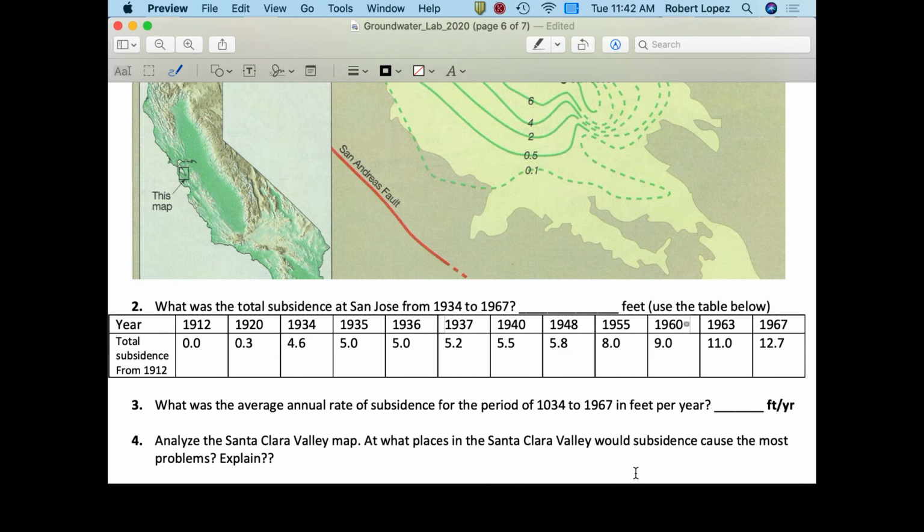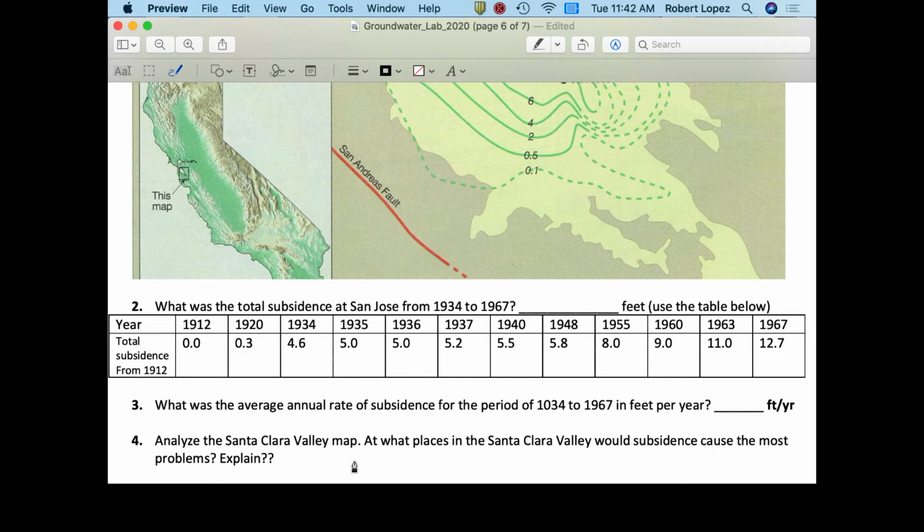What is the average annual rate of subsidence between 1934 and 1967? So again, you're using the number of feet here, but now you want to divide it by the number of years. So figure out the number of years between. That's 33 years. So take this feet and divide it by 33 years, and you get this answer for the annual average rate. So do that.